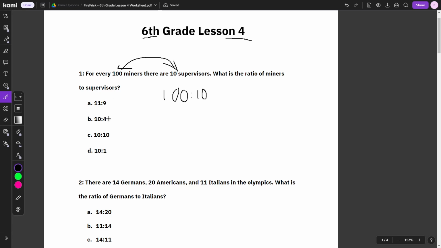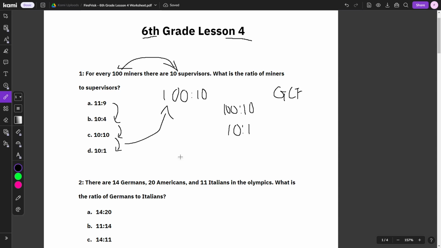Well, as we can see, none of these numbers are 3 digits, which means that this 100 minors needs to change. And pretty obviously, what you could do when you see this ratio is divide both sides by 10, right? Because that is what's called the GCF. GCF stands for greatest common factor.